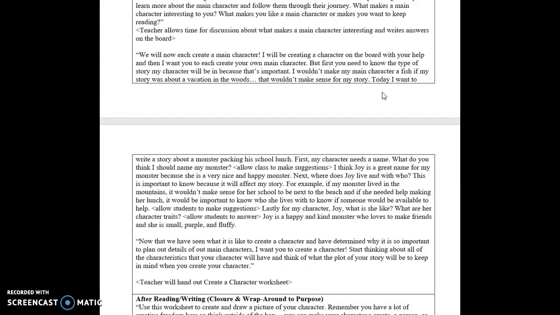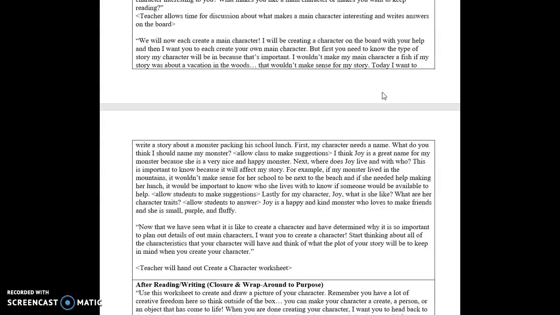And then I would do a little bit of the after assignment with them, but I would be creating my own character with the help from the class. So I would remind them of the importance of a character again and tell them things like you need to know what type of story your character is in before you create your character, because it wouldn't make sense if I wrote a story about a fish going on vacation in the woods, because fish live in the water. And while fantasy does exist and they can write things like a pig going to the moon, it just has to make sense for their story.